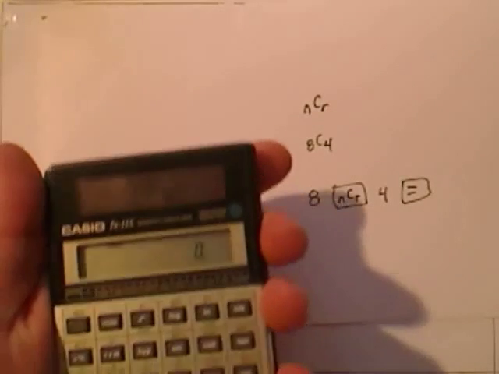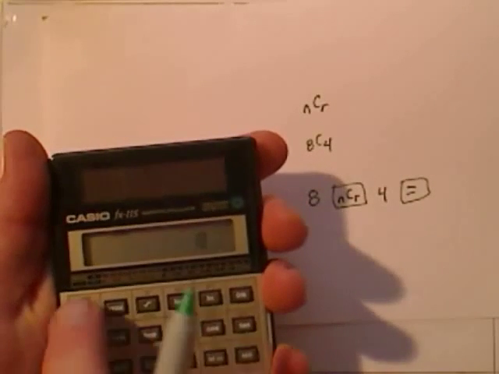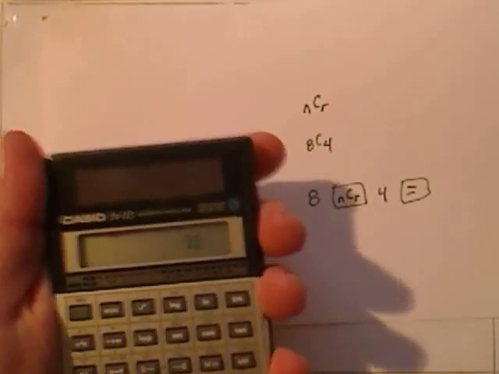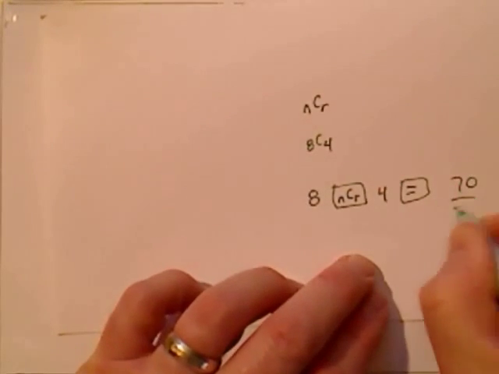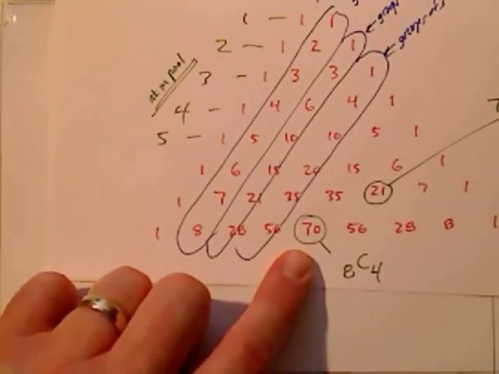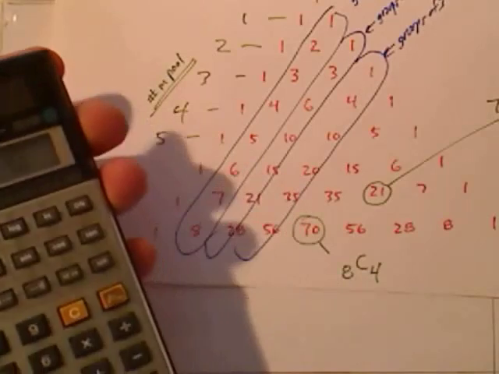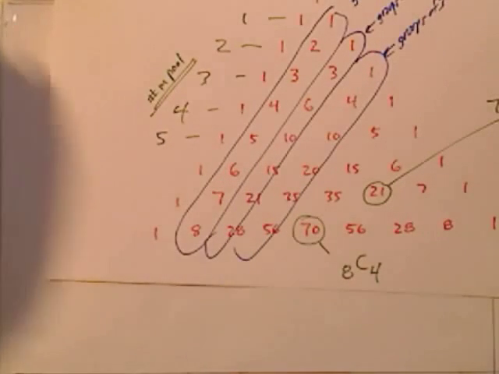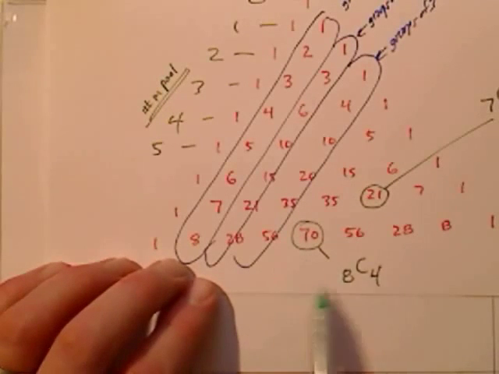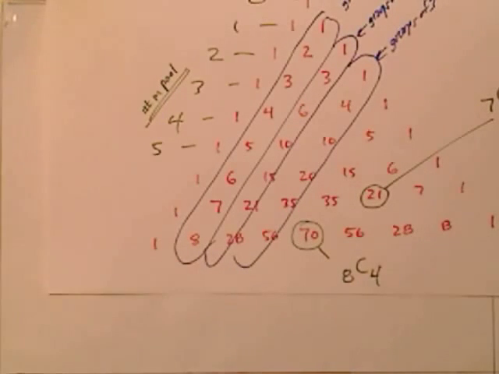So let me do that. 8, NCR, 4, equals. And it's telling me 70. That's what my calculator tells me. Lo and behold, that's what my Pascal's triangle told me. So if you have a calculator with an NCR, you're in good shape. You can just crank these things out. If you don't have a calculator with an NCR button, then that's okay. Just make one of these triangles and you're just as good.